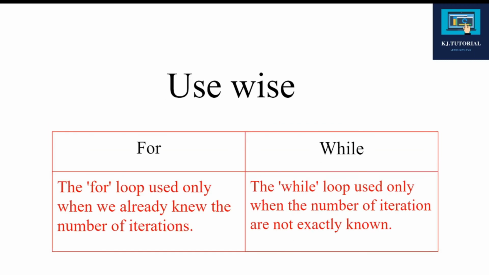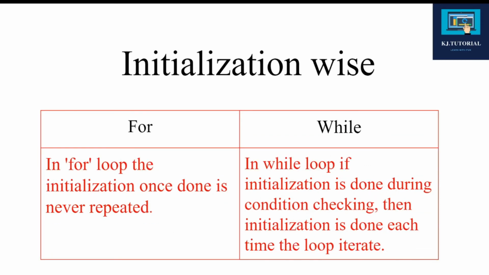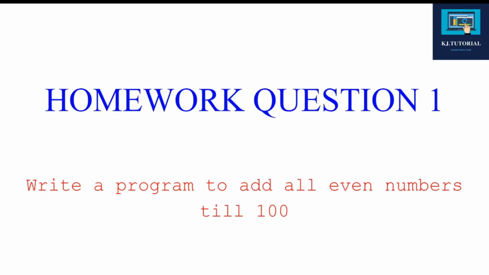If we check use wise, the for loop is used only when we already know the number of iterations, but the while loop is used only when the number of iterations is not exactly known. If we check initialization wise, in for loop the initialization once done is never repeated, but in while loop if the initialization is done during the condition checking, then the initialization is done each time the loop iterates.